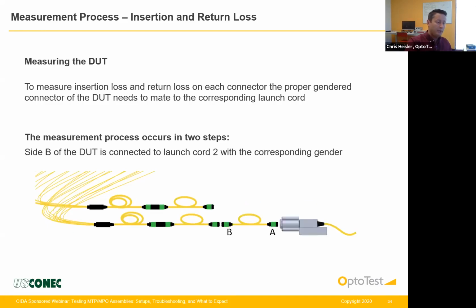To measure side B, we need to use the launch cord that has a female connector on it. So side B is male. We connect it to our female launch cord and then connect side A into the optical power meter. This will give us insertion loss and return loss for side B.